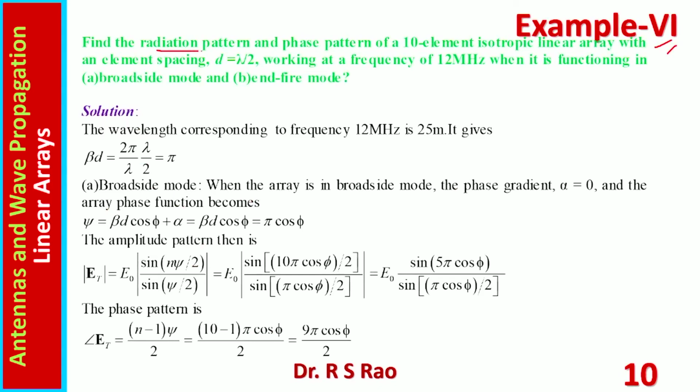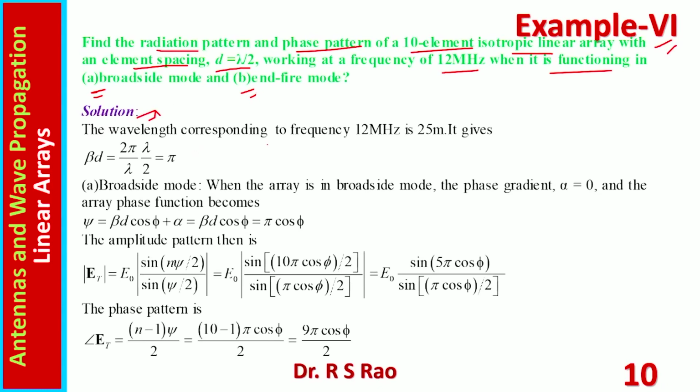Find the radiation pattern and phase pattern of a 10 element isotropic linear array with an element spacing d equal to lambda by 2, working at a frequency of 12 MHz, when it is functioning in broadside mode and end fire mode. Two parts are there in this problem. We are asked to do both the parts, considering broadside operation once and then end fire operation.